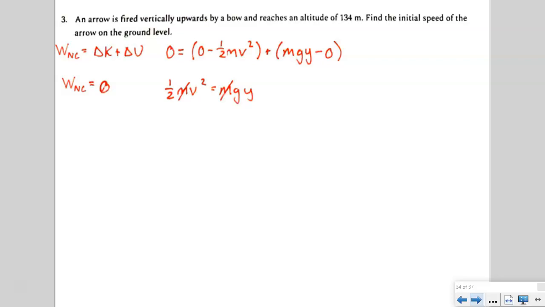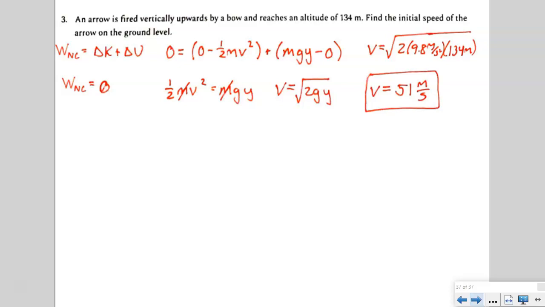So we can say that 1/2 mv squared equals mgy. Our m's cancel again. We rearrange for v, and we get v is equal to the square root of 2gy. So 2 times 9.8 times 134, we take the square root, and we get 51 meters per second.